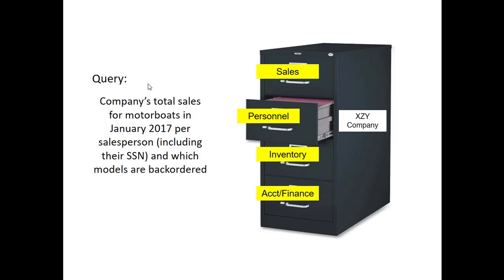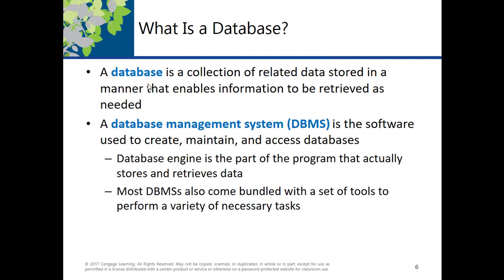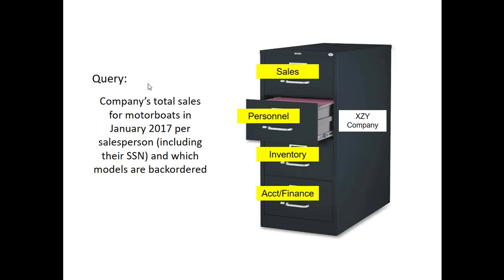We'll take it even a step further. Then we'll add which models were back ordered in the month of, say, January 2017, in addition to the social security number data and so on. At that point, you're starting to dig into 3 if not 4 of the drawers, and then we start to think about what kind of time frame we are talking about to answer this one question. It could take anywhere from 20 to 30 minutes to answer one question, right?